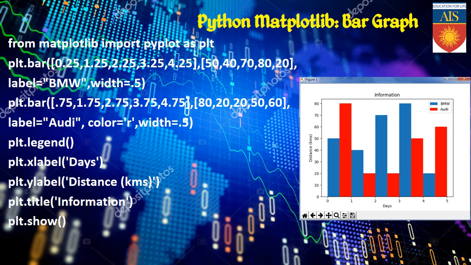Next plt.legend, plt.xlabel as day. That means the horizontal axis will be assigned as day, that is our x label, and in the y label we will represent distance. Within brackets we can mention kilometer as per our requirement. Then plt.title information. This title will appear at the top of the plotting area, and then finally plt.show. If we write this input in a Python script, then we can see the output on the right hand side of your screen.